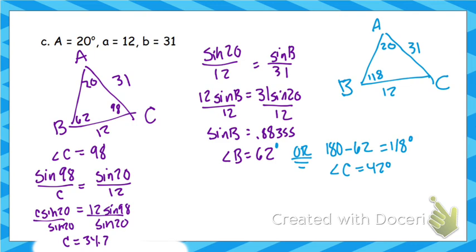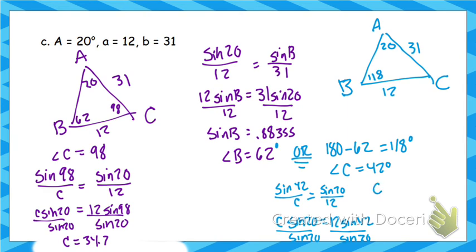Now let's find side C. Again, we'll set up law of sines. So I'll do sine 42 over C equals sine 20 over 12. Cross multiply and divide. So divide by sine 20. So 12 sine 42 divided by sine 20. And side C, if angle C is 42, then side C is 23.5. And that makes sense because if angle C were bigger, the side would be bigger.